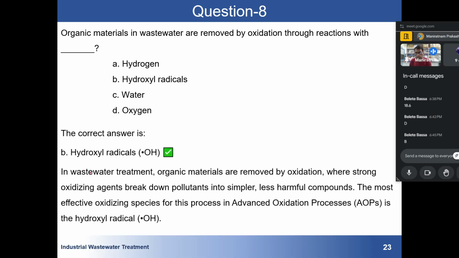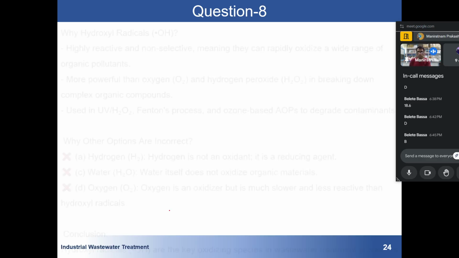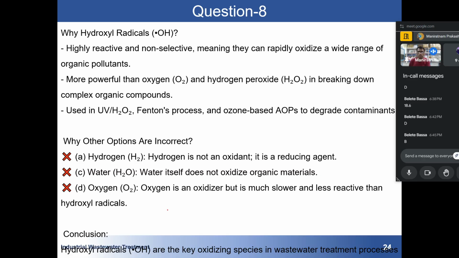The correct answer is D. In wastewater, organic matter is removed by oxidation, where strong oxidizing agents break down the pollutants into simpler or less harmful compounds. The most effective oxidizing agent for the process is the hydroxyl radical. This we already know: it is very reactive and non-selective, meaning it can rapidly oxidize a wide range of organic pollutants, more powerful than oxygen and hydrogen peroxide in breaking down complex organics, and used in the UV Fenton process and ozone AOP to degrade contaminants.